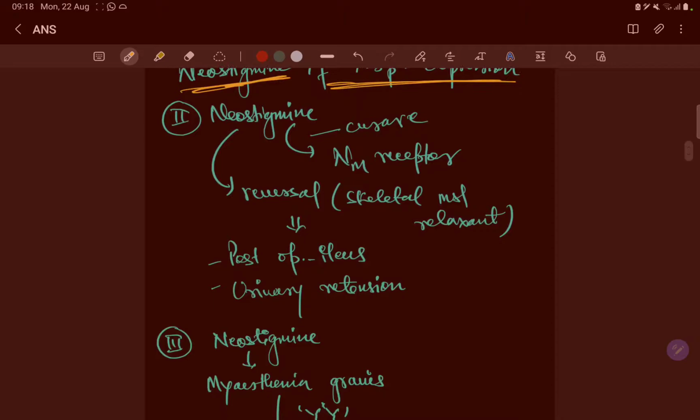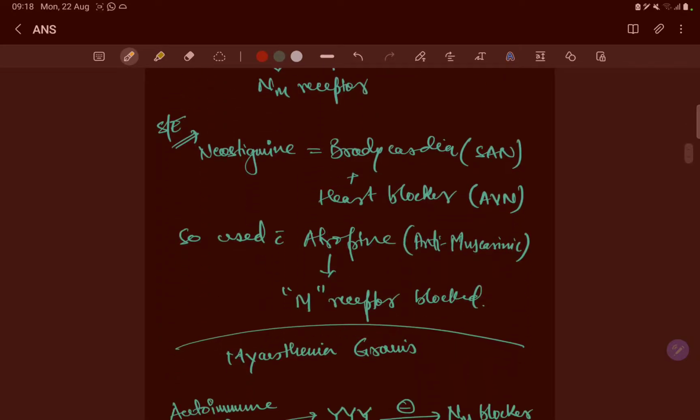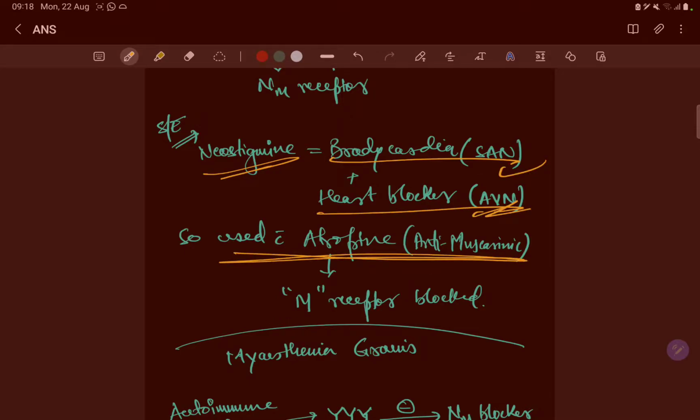save the patient, right? With neostigmine there will be reversal. Neostigmine is used in urinary retention and post-op ileus, and in myasthenia gravis. A side effect of neostigmine is bradycardia and heart block, so it is used with atropine, the M receptor blocker.